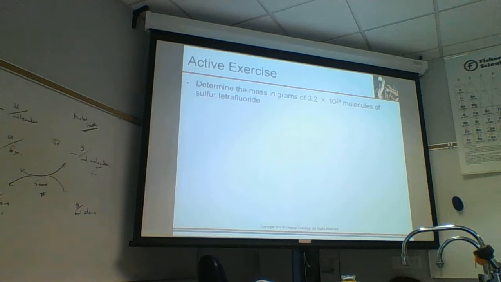Determine the mass in grams of 3.2 times 10 to the 24 molecules of sulfur tetrafluoride. Well, sulfur tetrafluoride, this is definitely molecular because of the naming system, you know. And so what is the formula for sulfur tetrafluoride? SF4. It's SF4. And so S is going to be sulfur.